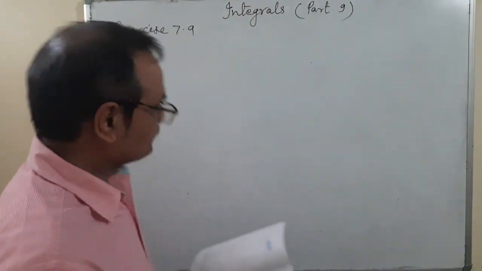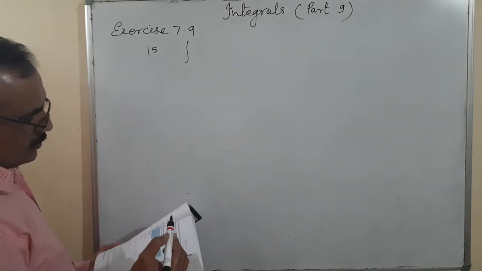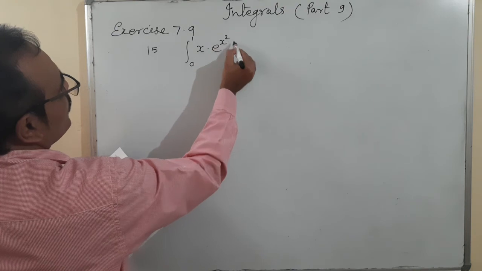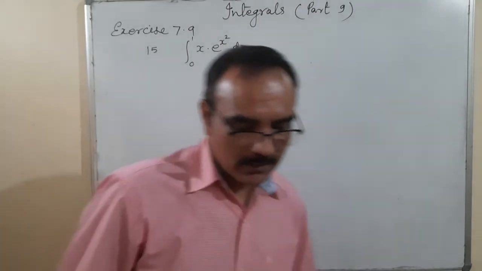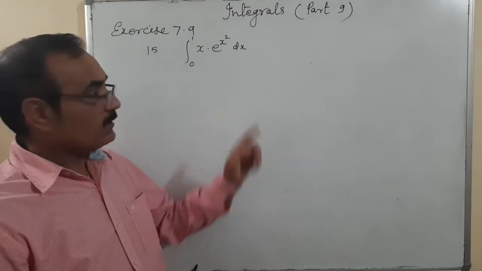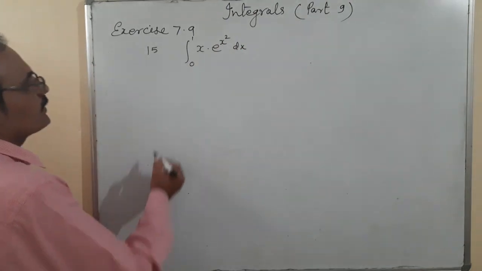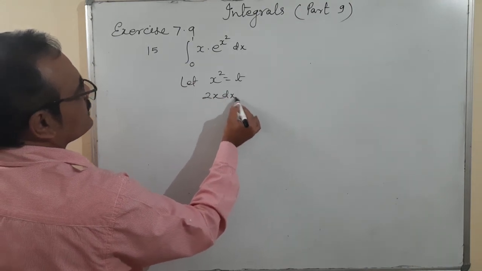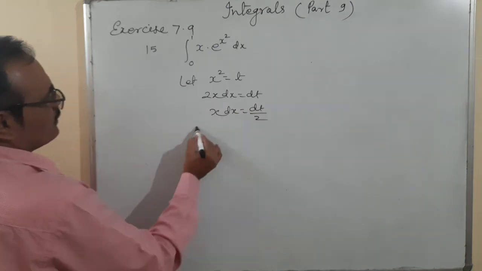Question number 15. Limit 0 to 1, x e to the power x square dx. How to solve this question, means how to integrate it. x square is equal to, suppose I'll take t, 2x dx is dt, this will be cancelled. Okay, so let x square is equal to t, 2x dx is equal to dt, therefore x dx is equal to dt by 2.